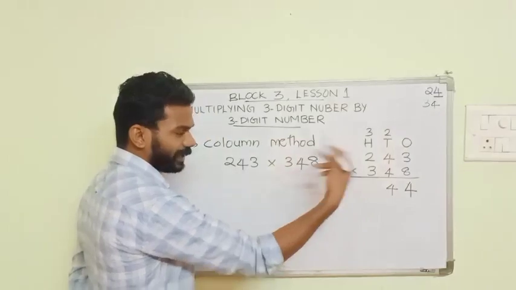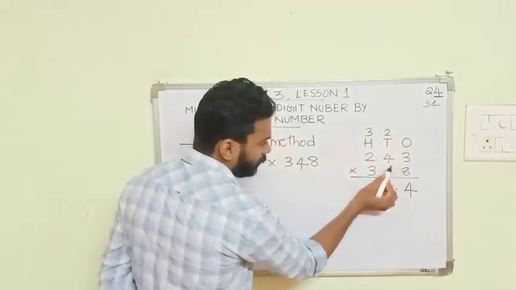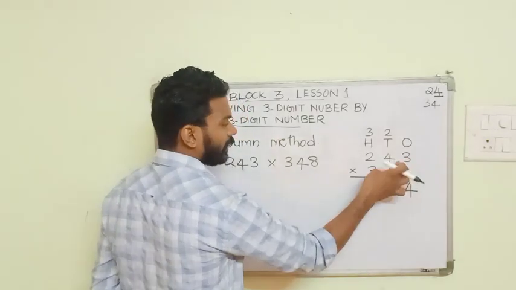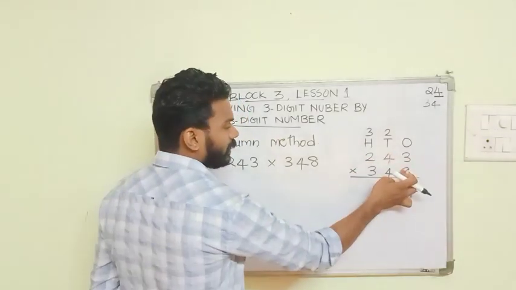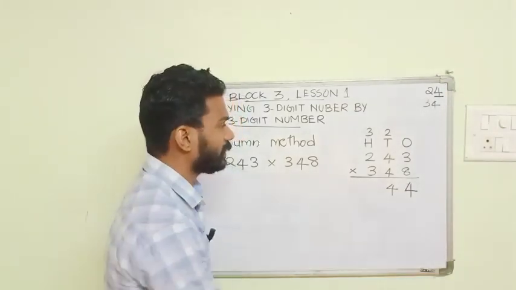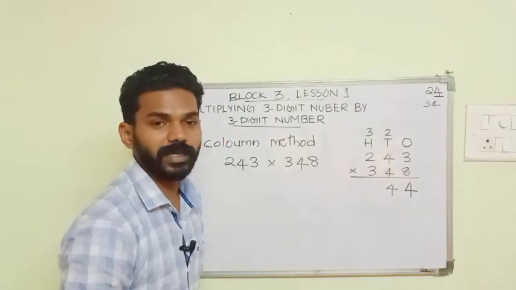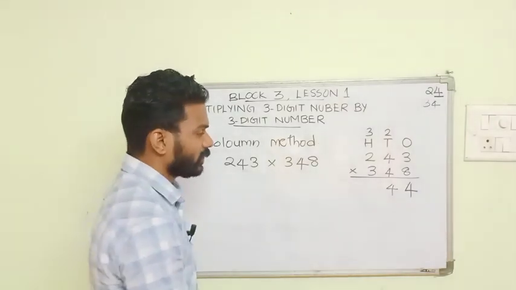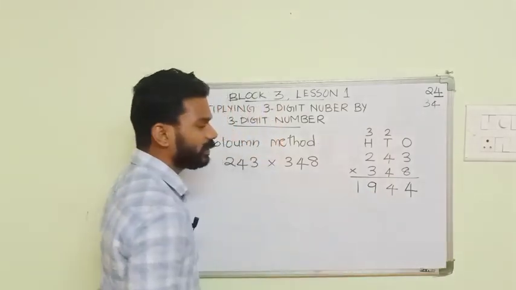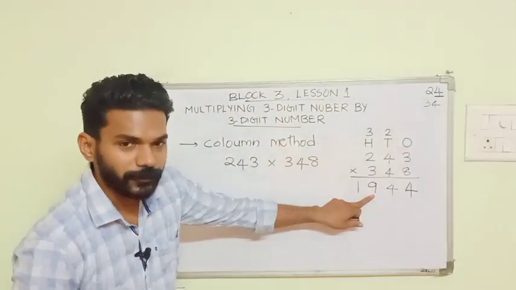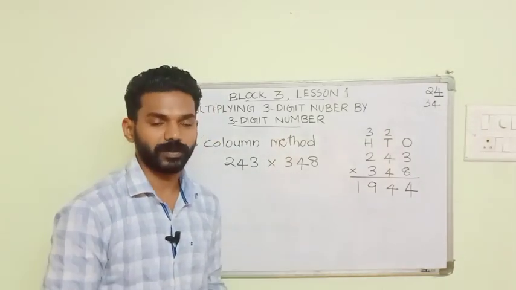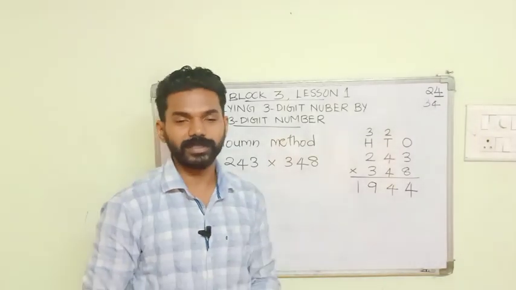Now just do the next multiplication. First we did 8 into 3, then we did 8 into 4. Now we are doing 8 into 2. 2 8s or 8 2s are 16. 16 plus 3 will be 19. So that 19 you can directly write here. That 9 will be written on the hundreds place, and the 1 will be on the thousands place. Hope you understood the second step.